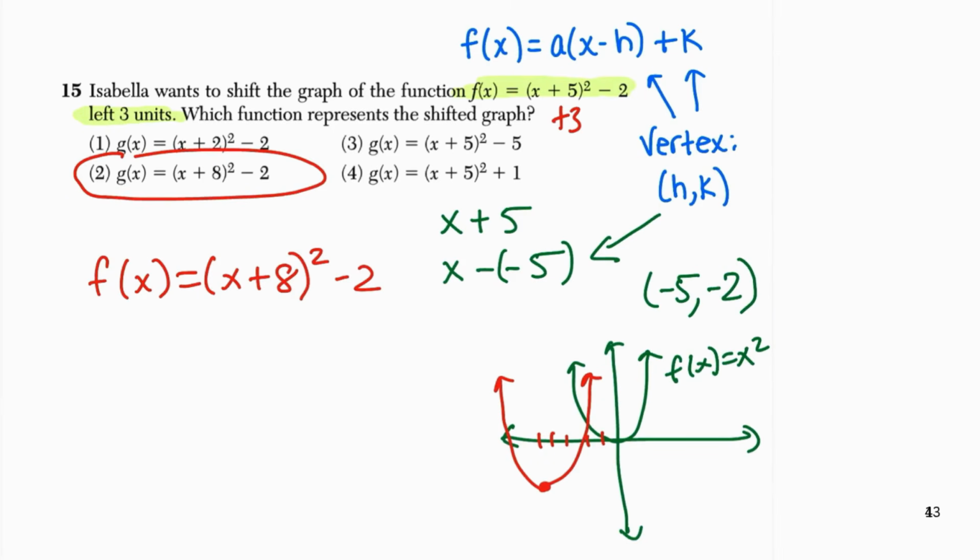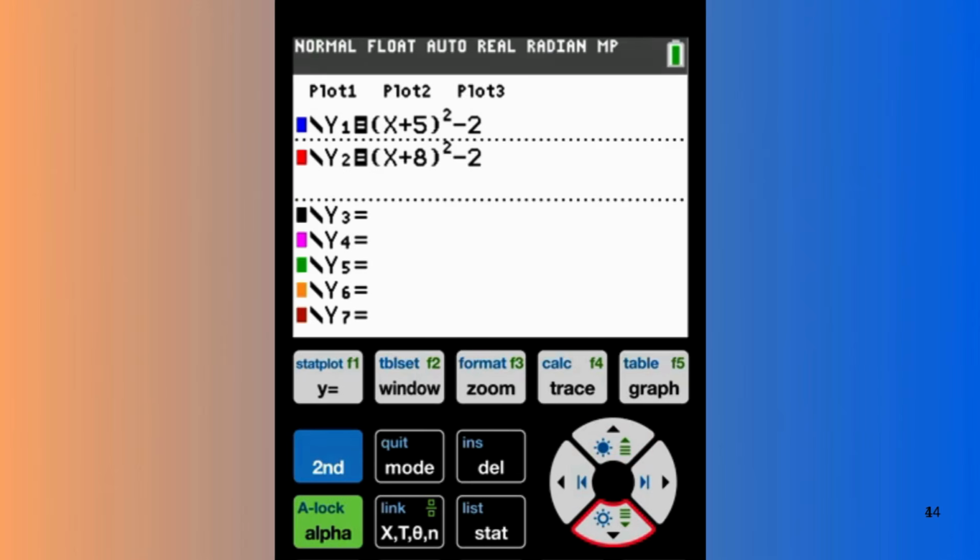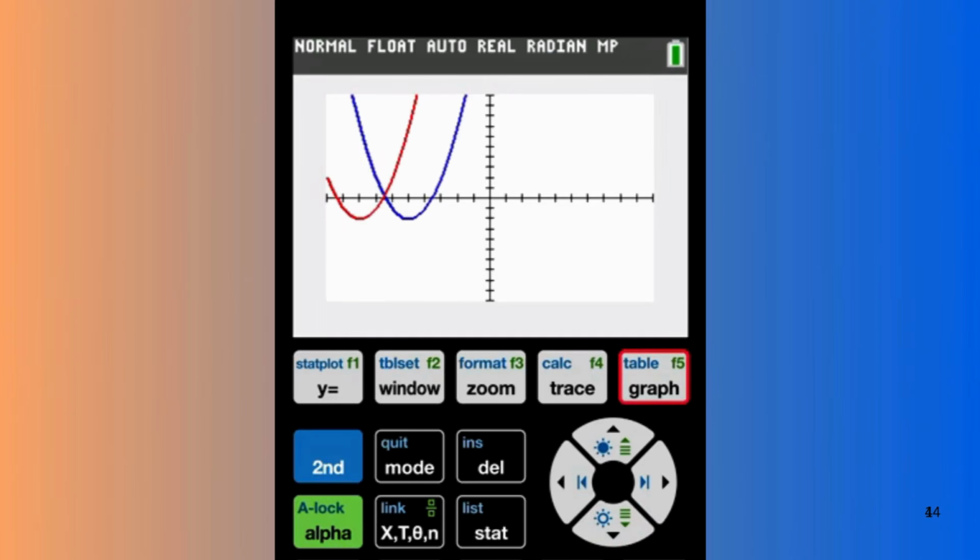But let's go ahead and see what this looks like in our graphing calculators. So I've inputted the original quadratic into y1, so that's going to graph the blue parabola. And then I inputted the answer choice that I believe is correct into the y2, so that's going to graph a red parabola. And if I did this correctly, then the red parabola is going to be graphed 3 units to the left of the blue one. So let's see what happens when we hit graph. And that is a very easy way to tell that we are correct. So if you didn't know how to do this, you could just graph each of the answer choices until you see which one shifts your original parabola the way that the problem asked you to.